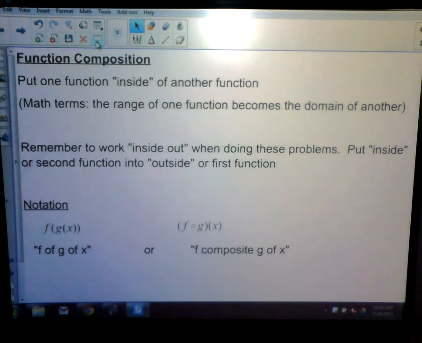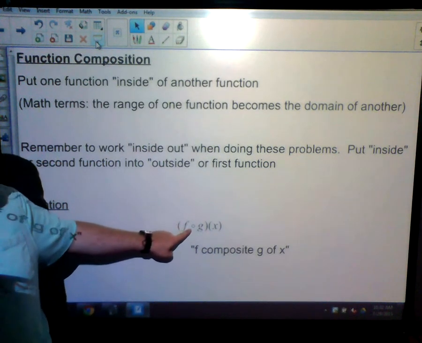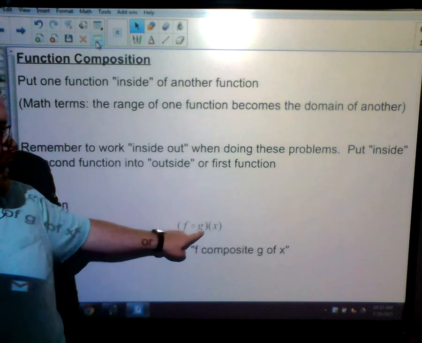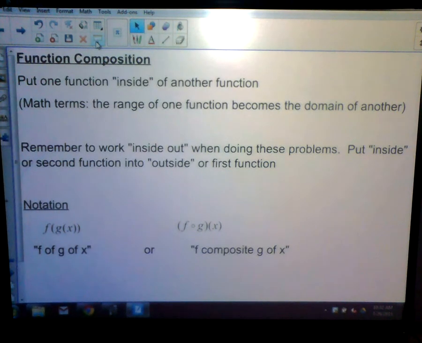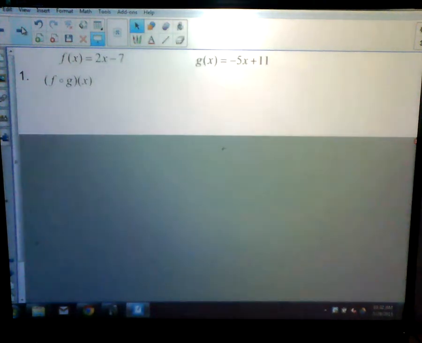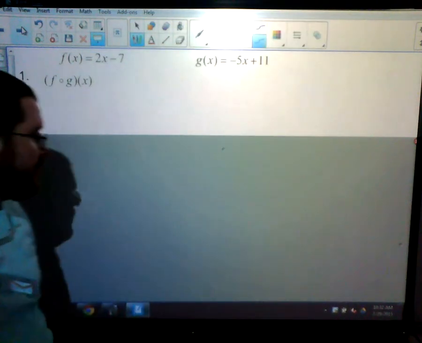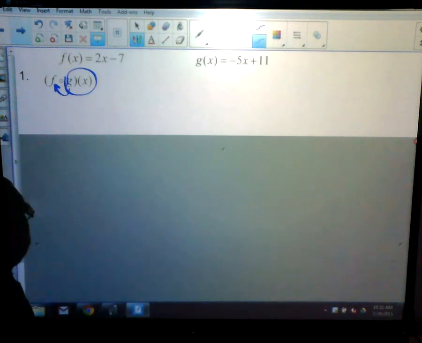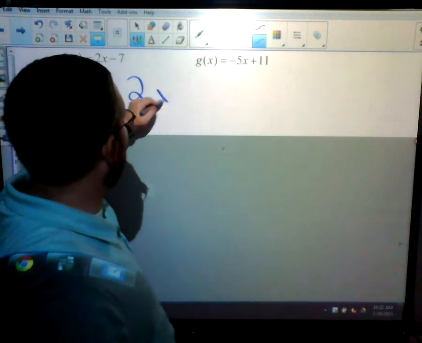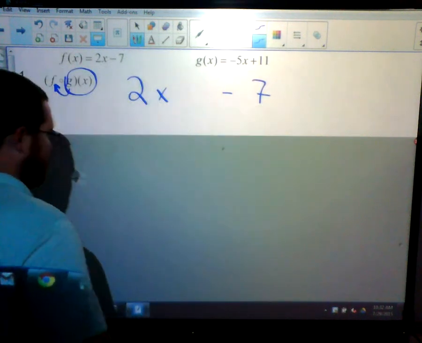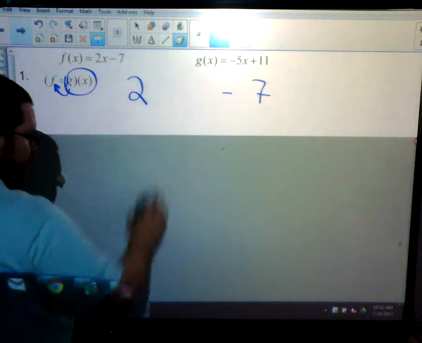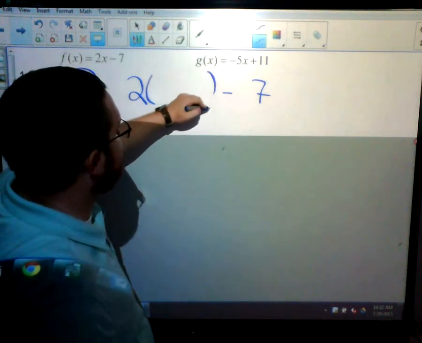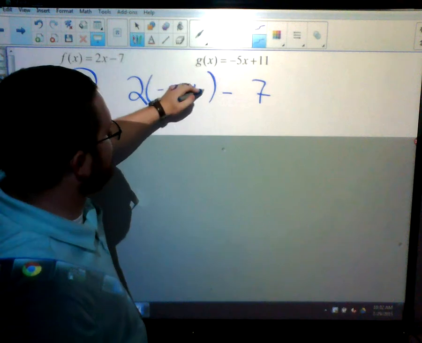Here's the notation. You could do f of g of x, or you could do f, open circle, g of x. F of g of x. Now what do I mean? I'm going to take the same two functions. F of g of x. This means take g, put it into f. So f is 2x minus 7, but I want to put g in, right where x was. What's g? Negative 5x plus 11.